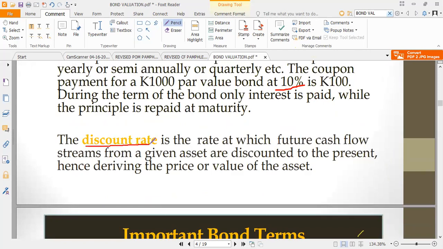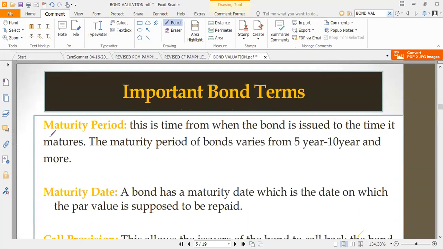The discount rate is simply the rate at which the future cash flow streams from the given asset are discounted. We have a maturity period. This is simply the time from which the bond was issued to the time it matures. For instance, if we have a 10-year coupon bond which was issued 2 years ago, the maturity period is 10 minus 2, which is 8 years.